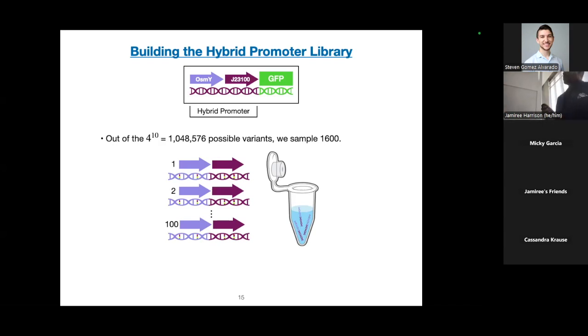Cool. Another thing to note on this slide is that we ordered the DNA sequence, after it being randomized, from a company called IDT, and they sent us a single tube filled with all of the hybrid promoters. This was a much more cost-effective, feasible way of doing this reaction, I believe, than the one that Enoch might have mentioned.